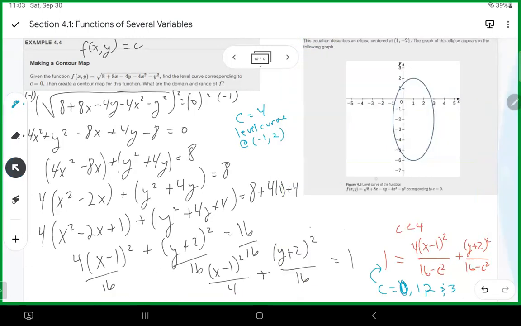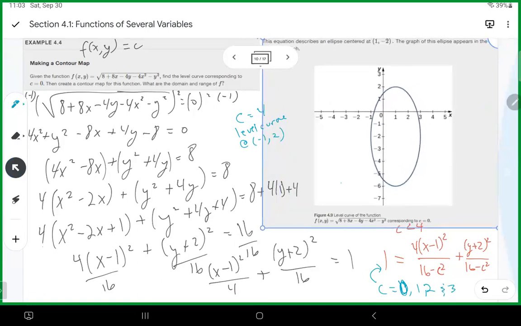All right, so this is what we end up getting when we look at our level curve for this function.